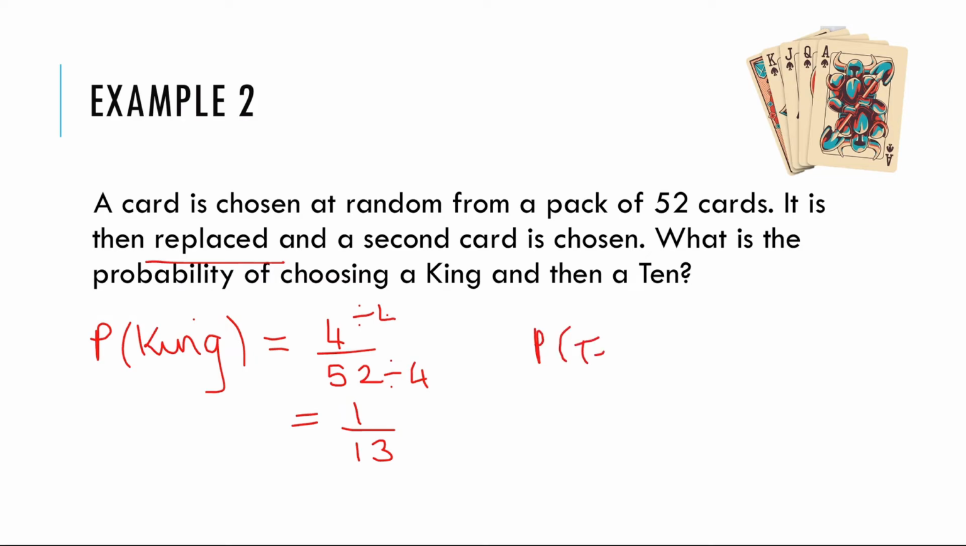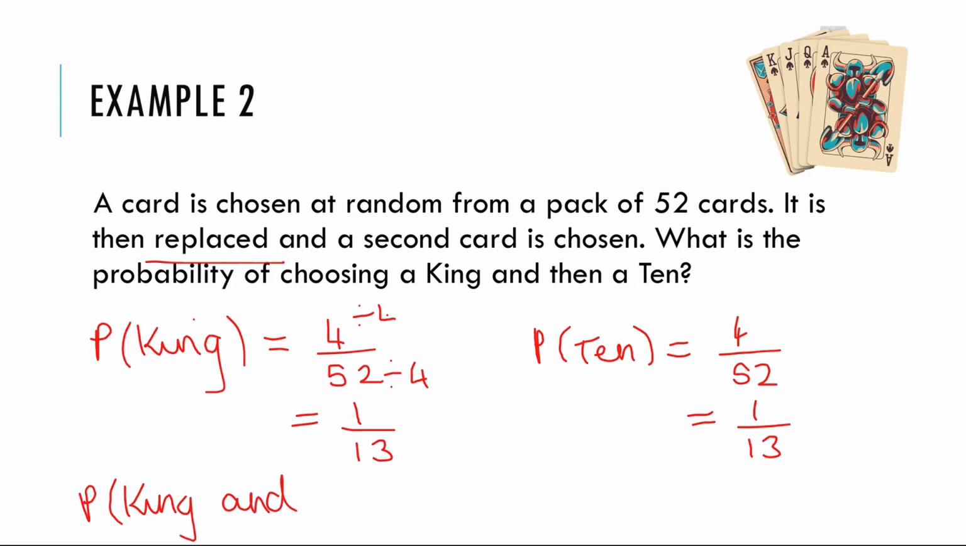The probability of picking a 10, well again, each suit has a 10 in it. So 4 out of 52 cards, and that will again simplify to 1 over 13. So if we want to figure out the probability of picking a king, replacing it and then picking a 10, we need to multiply the two of these together. 1 times 1 on the top is 1 over 13 times 13 is 169. So the probability of picking a king, replacing it and then picking a 10 is 1 over 169.